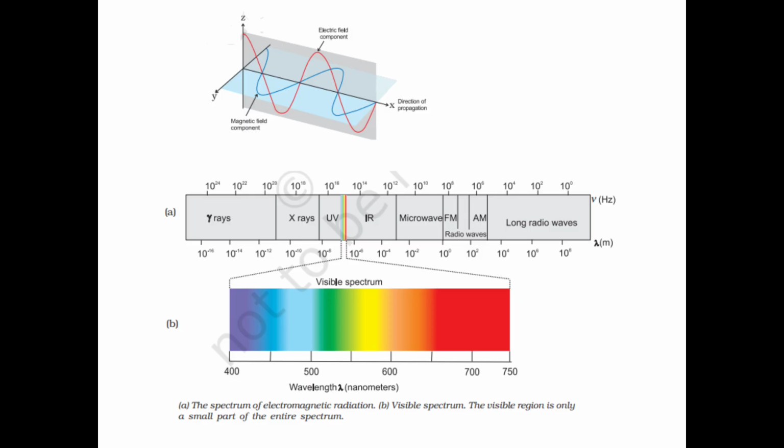Here it is the spectrum of the electromagnetic radiation. Here the electric field and the magnetic field are mutually perpendicular to each other. Here is a series of the spectrum from gamma rays to long radio waves. The visible spectrum lies between 400 angstrom to 800 angstrom, a small part of the entire spectrum.